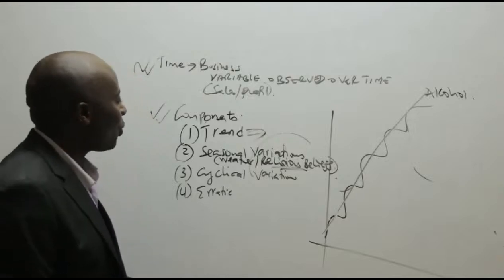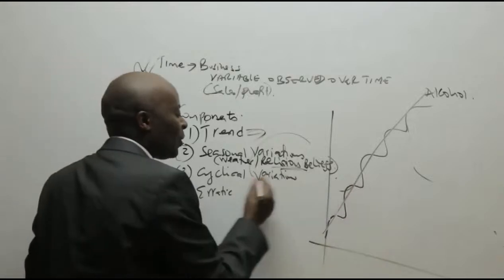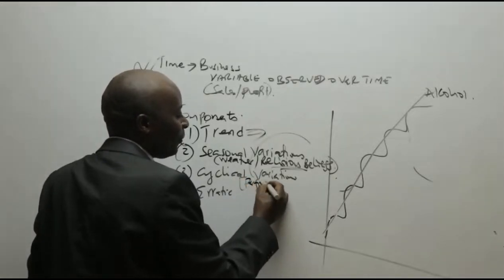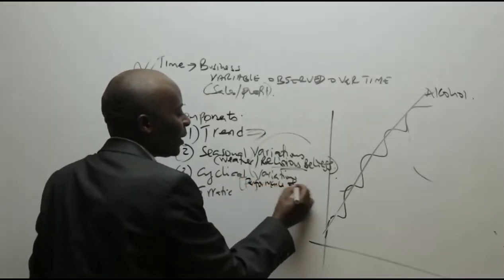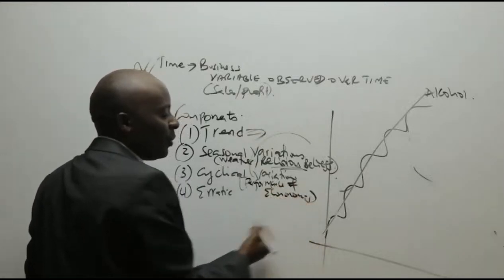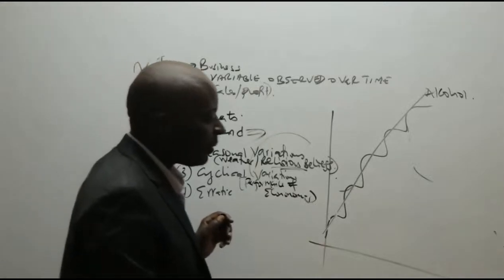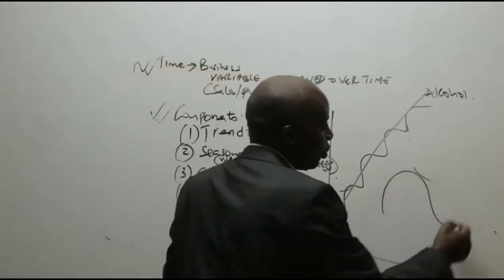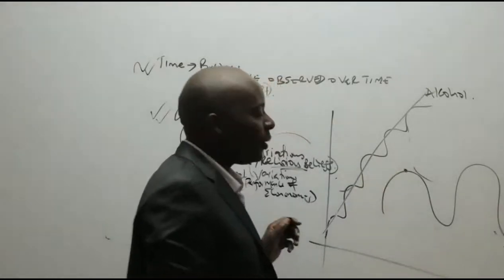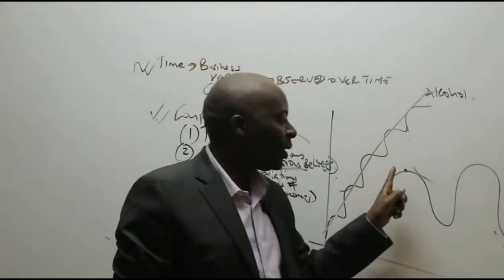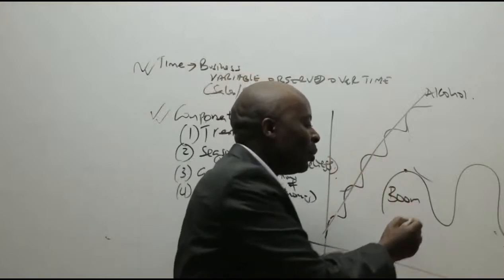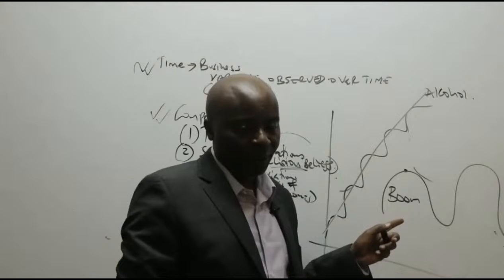Cyclical variations, of course, are those changes in our time series which are pegged on the performance of the economy. Remember how the economy moves like this? The economy also goes in cycles. When the economy is up here, we say the economy is up there. When the economy is up there, there will always be what we call a boom in our businesses.